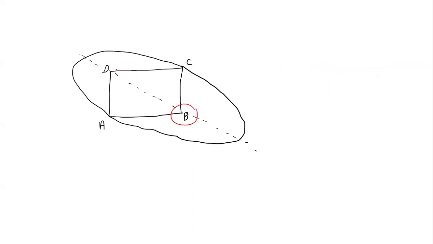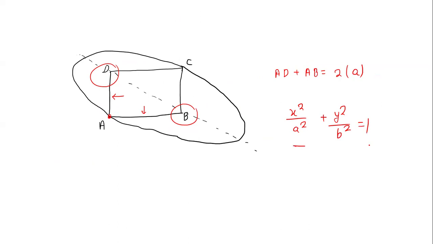These are the foci of the ellipse. So if there is any point on the ellipse and you sum the distances to the foci, AD and AB, this will be equal to 2A, which is the major axis of the ellipse. We know the ellipse equation is this, and here this A corresponds to this A. So we know AD plus AB is 2A.